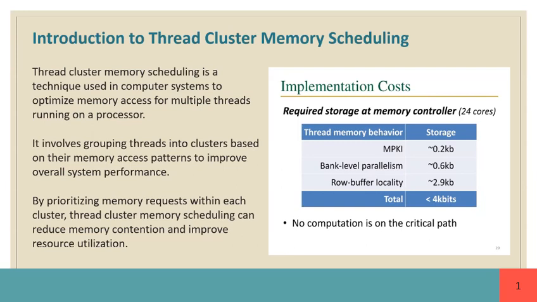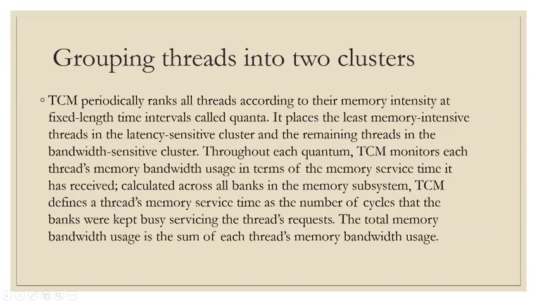It requires storage in the memory controller of the thread memory behavior, and it also involves grouping threads into clusters based on their memory access. This grouping improves overall system performance by prioritizing memory requests within each cluster. Cluster memory scheduling can reduce memory contention and improve resource utilization. And this is the introduction of cluster memory scheduling.